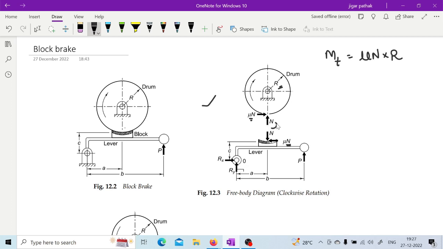This normal force is defined by the pressure acting on the cross section, which is length into width, right? So the length and width of the block are considered here in order to calculate the normal force, and the braking torque is given by the frictional force into the radius of the drum. Now there are two cases for this block brake: short block and long block. If the block is going to sustain an angle which is less than 45, then it is considered a short block, right?